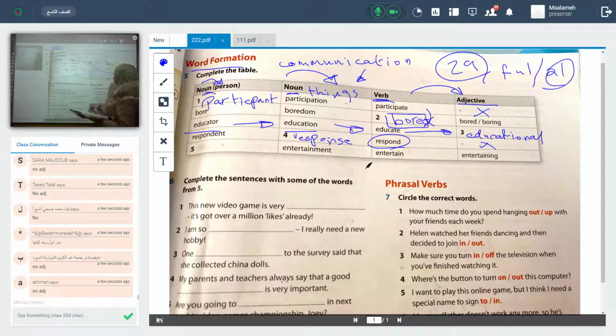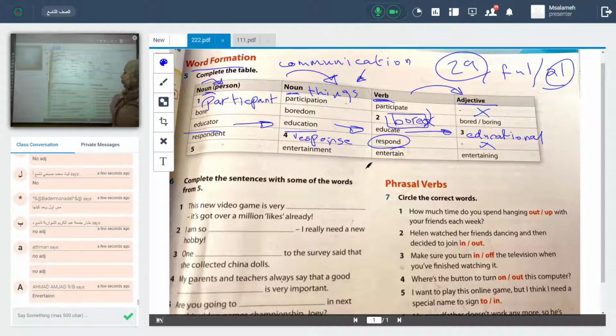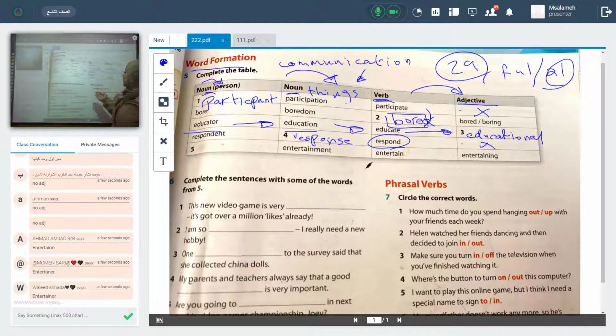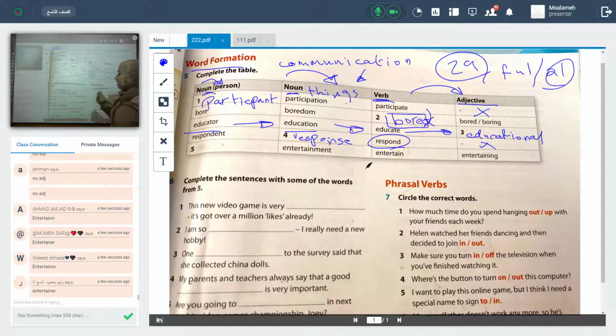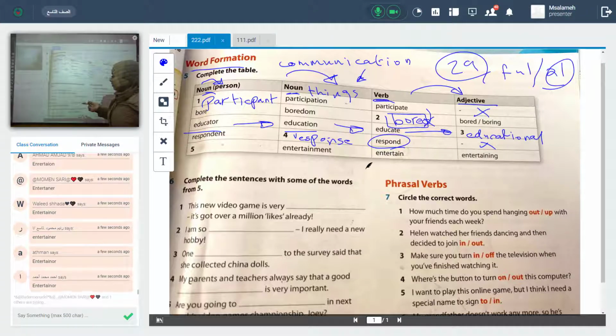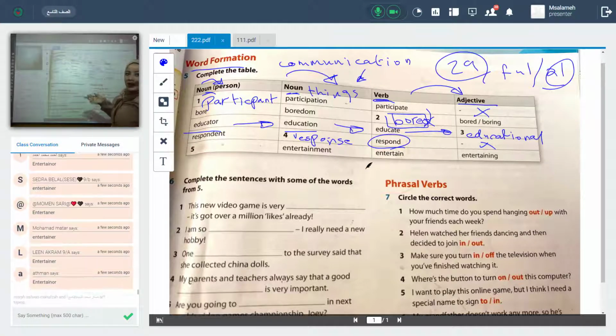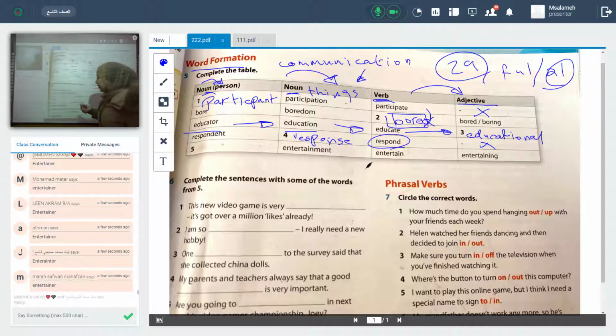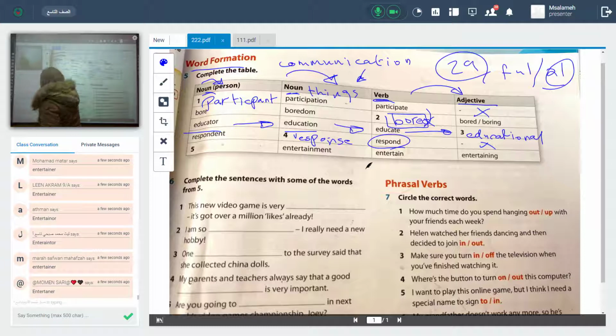Now number five, we have the noun entertainment. Entertain, okay. Entertaining. Okay, so what's the noun of person? What is the person who entertains people called? Excellent, Marah.